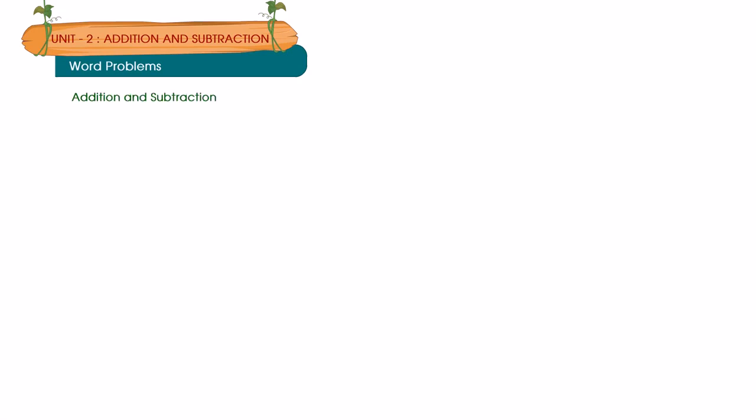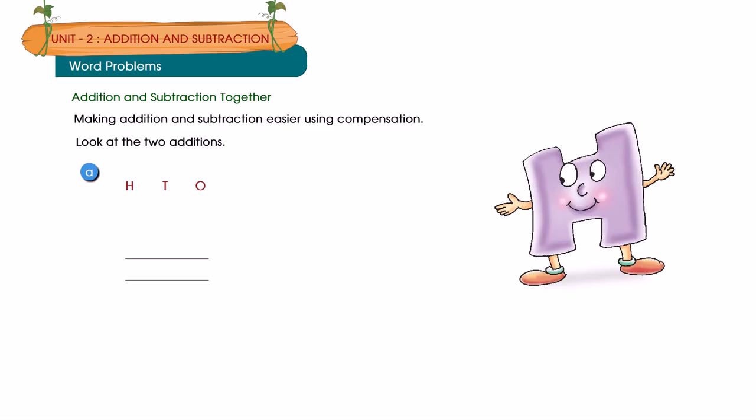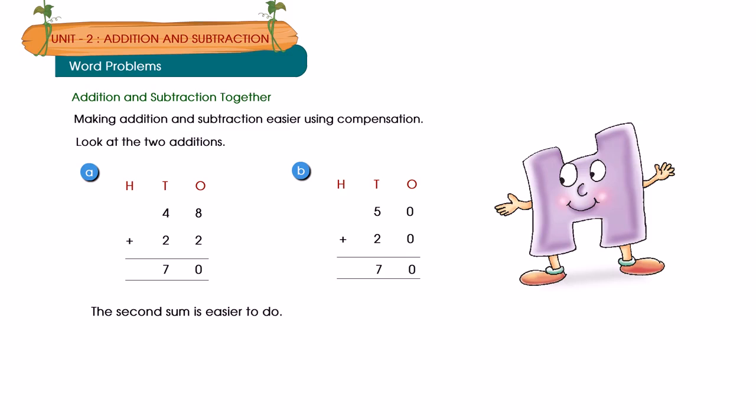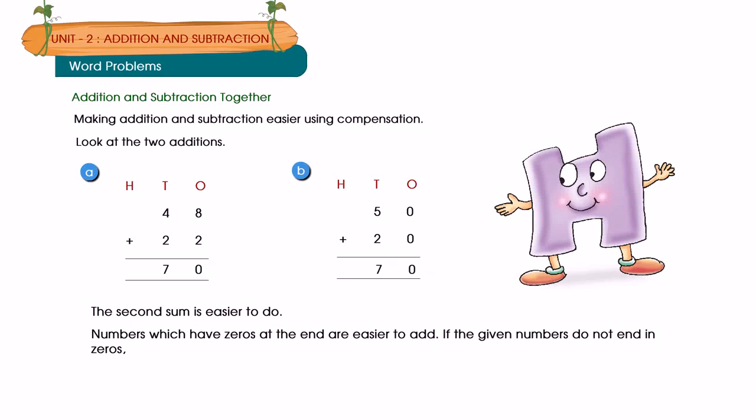Addition and subtraction together. Making addition and subtraction easier using compensation. Look at the two additions. A. 48 plus 22 is equal to 70. B. 50 plus 20 is equal to 70. The second sum is easier to do. Numbers which have zeros at the end are easier to add. If the given numbers do not end in zeros, we can make them so by adding or subtracting a small number.